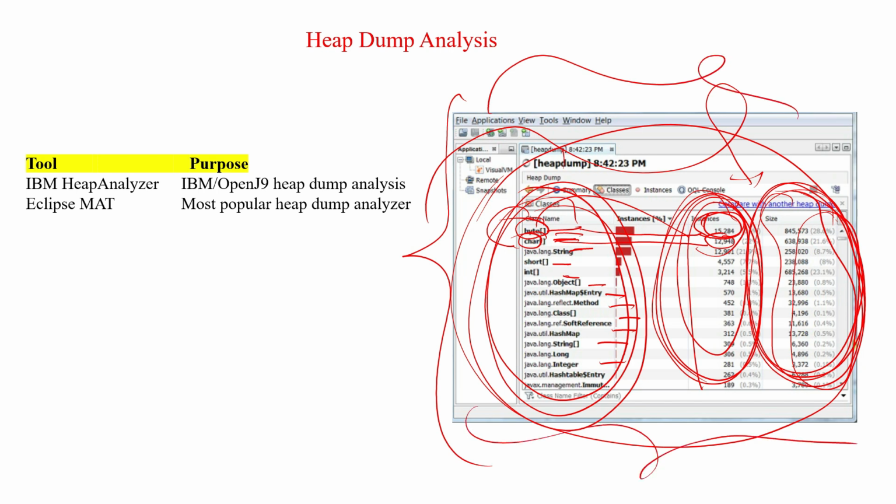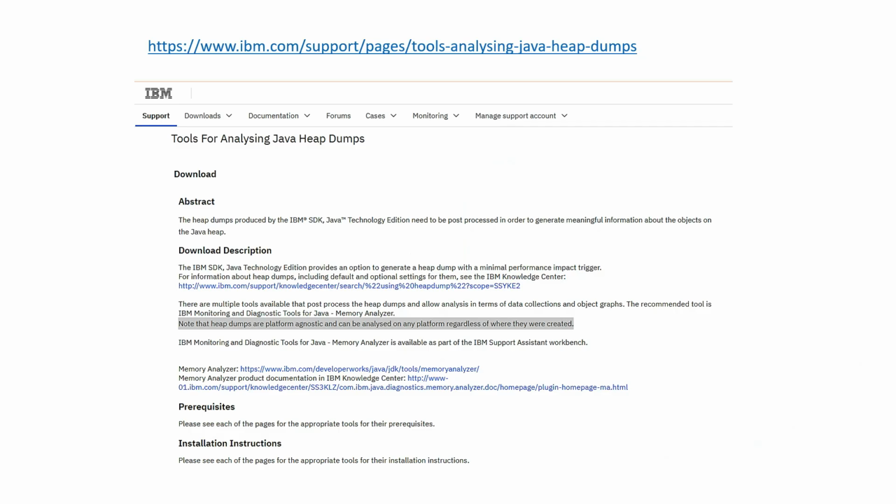So there are a few tools that we mostly use for the heap dump analysis. The very first thing is the IBM Heap Analyzer, which is a specific tool from IBM. And then we have the open source Eclipse MAT tool, which is the most popular heap dump analysis tool. So for the IBM Heap Analyzer you may not be able to download it freely, you may have to get a license for that, but Eclipse MAT is free. You can download it from the Eclipse website. I will show you, and then you can start the analysis of your heap dump.